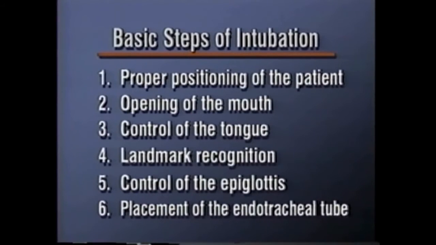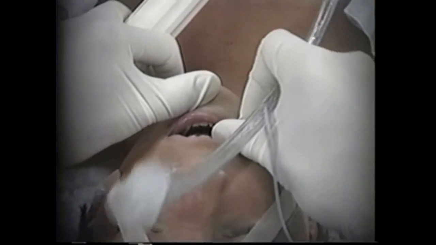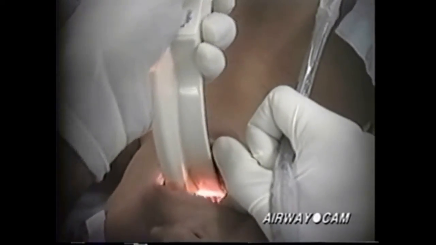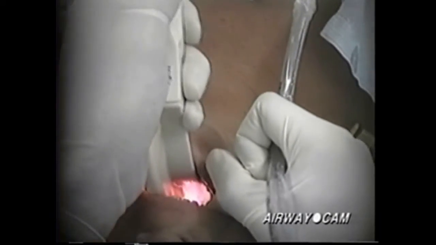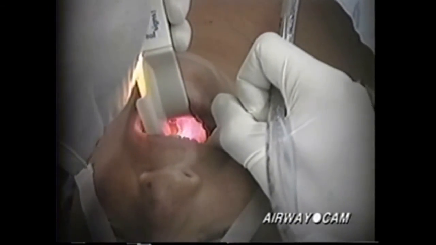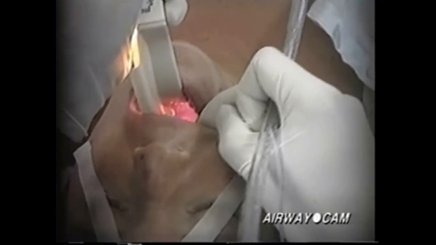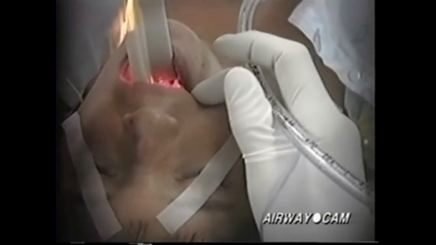Now that we've reviewed the basic steps of direct laryngoscopy and intubation, let's review intubations from start to finish as recorded in the operating room with the Airway Cam direct laryngoscopy video system. This intubation is done with a Macintosh 3 blade with a fiber optic light source. The scissor technique is used to open the mouth, and the posterior pharynx is then visualized. The brightly lit edge of the epiglottis comes into view. Traction in the direction of the laryngoscope handle exposes the glottic opening.